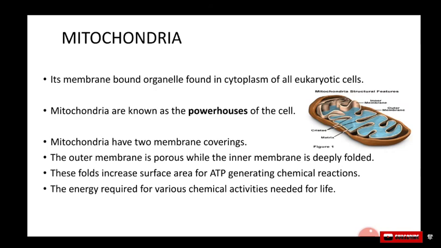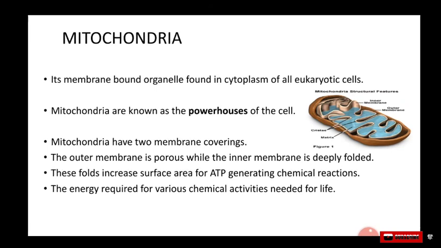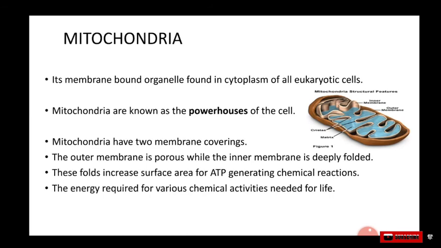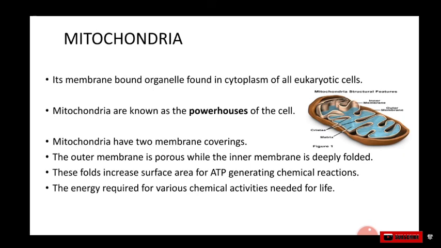Mitochondria has a two-membrane covering: the outer membrane, which is porous, while the inner membrane is deeply folded. This folding increases the surface area for the ATP-generating chemical reactions. ATP is adenosine triphosphate, the energy required for various chemical activities needed for life. ATP is also known as the energy currency of the cell.